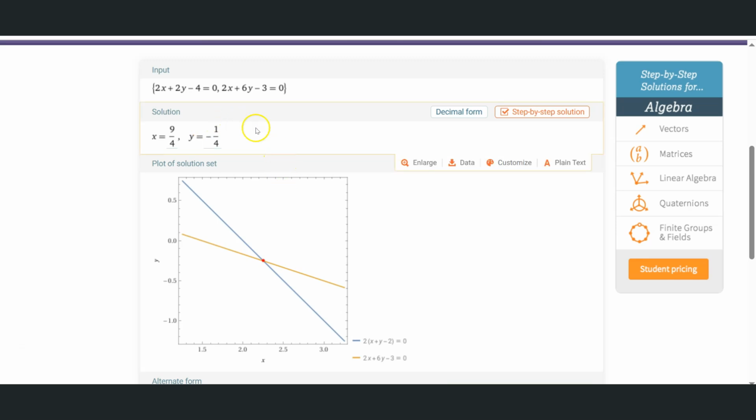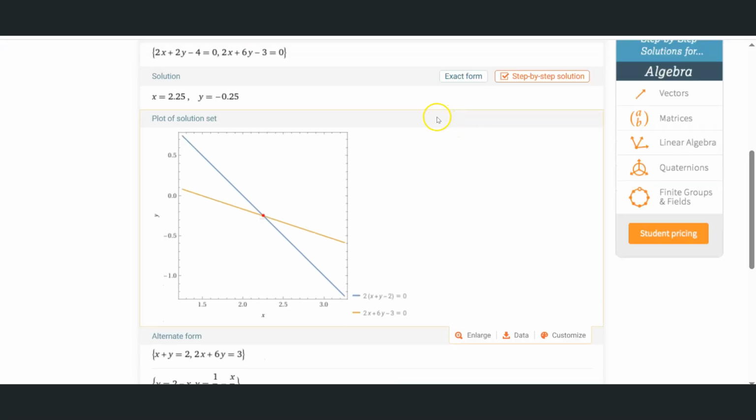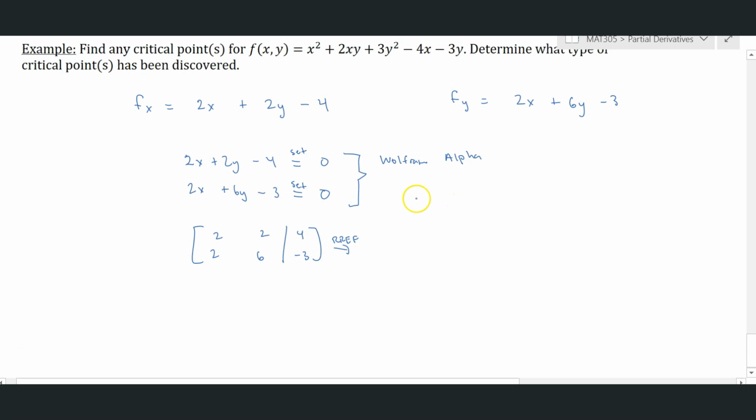Now, if there was more than one critical point, you'd see pairs here. And you'd have to run the D-test for each of them individually. Now I'm going to convert this to decimal form since these are exact. So we have a critical point at 2.25, -0.25.